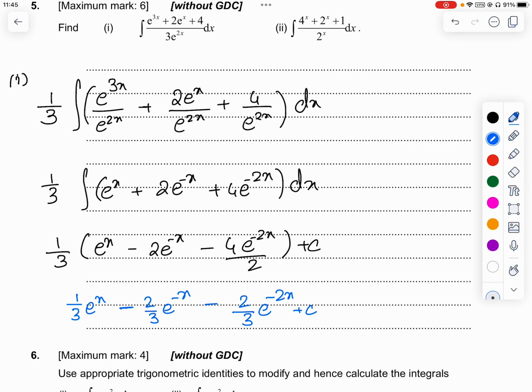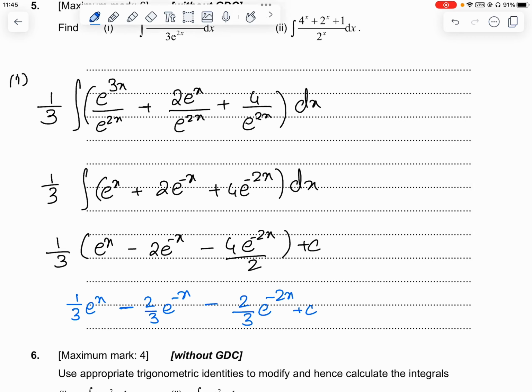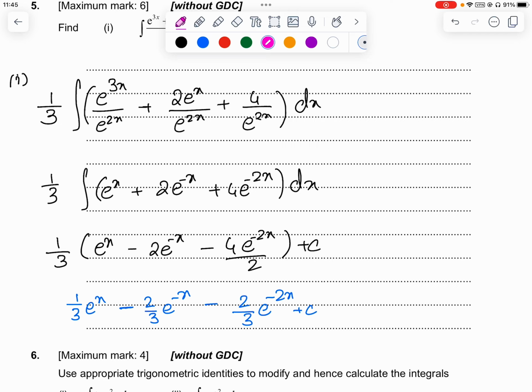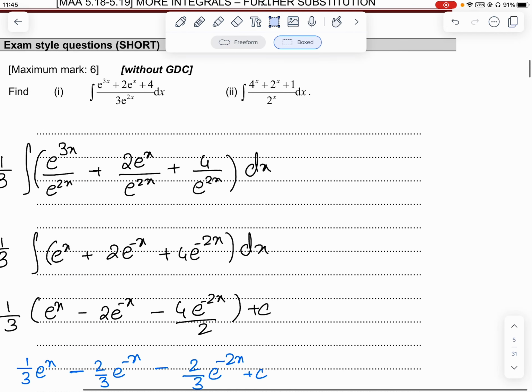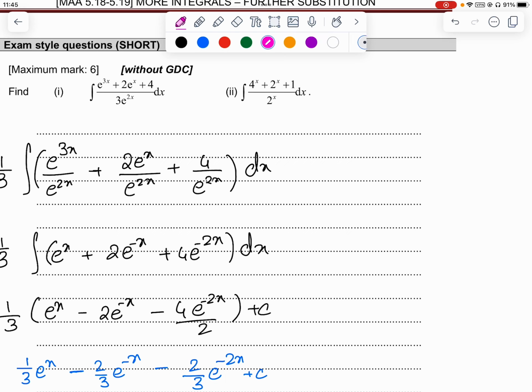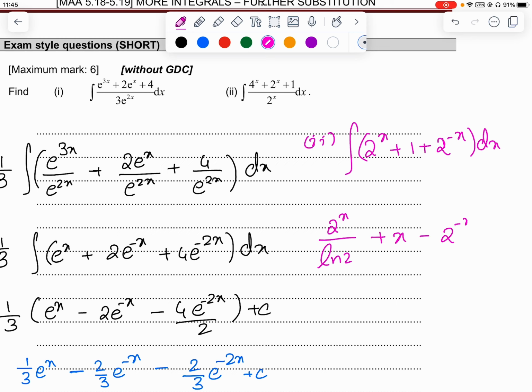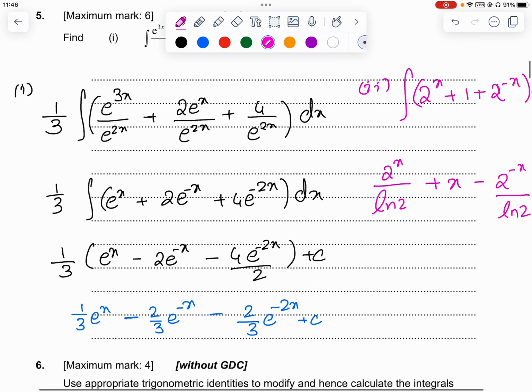Now coming to part 2. So for part 2, the question was 4 power x upon 2 power x is 2 power x. 2 power x upon 2 power x is 1, plus 2 power minus x. I separated that one into 3 different fractions. So 2 power x integral is 2 power x upon ln 2. 1 integral is x. Then 2 power minus x integral is minus 2 power minus x upon ln 2 plus c. This is the answer for part 2.